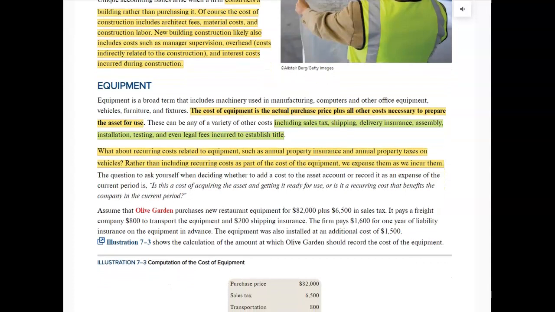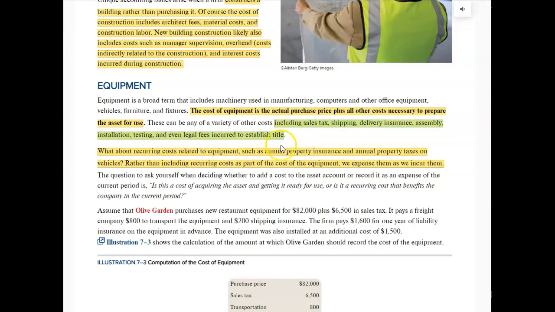Equipment is similar. The equipment will be the cost of the equipment, the actual purchase price, plus anything else that we're paying for, such as sales tax, shipping to get the equipment to our place of business, delivery insurance if we pay it, assembly, putting it together, how much did it cost for that, installation, testing, even legal fees if there's title involved in this equipment.